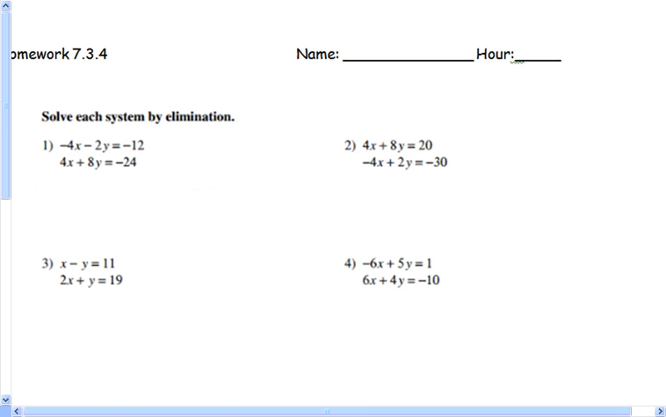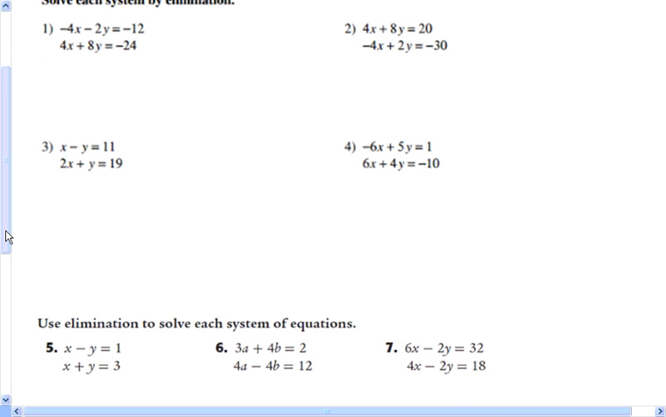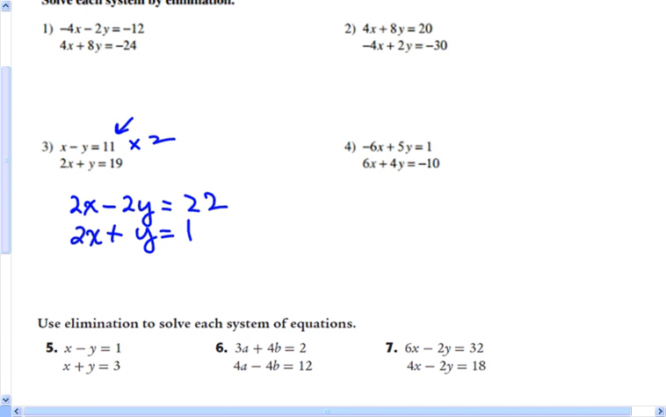Let's try number 3 right there. What would we multiply the top equation by to get something that we can eliminate? And I hope you're thinking 2. So multiply everything on the top by 2, and when I do that, I get 2x minus 2y equals 22. And the bottom equation is 2x plus y is equal to 19.